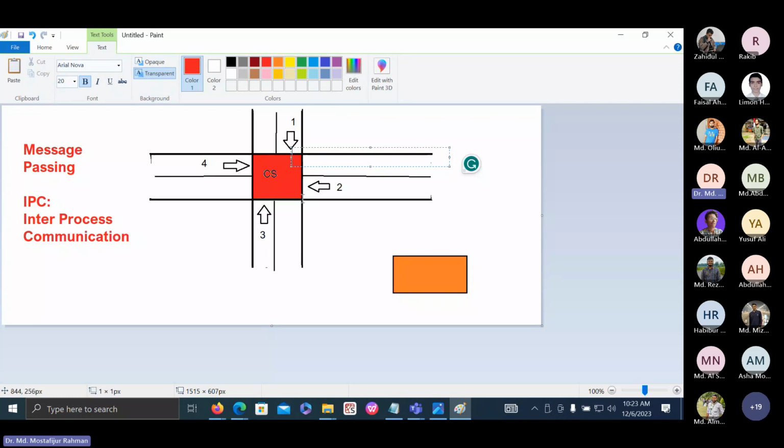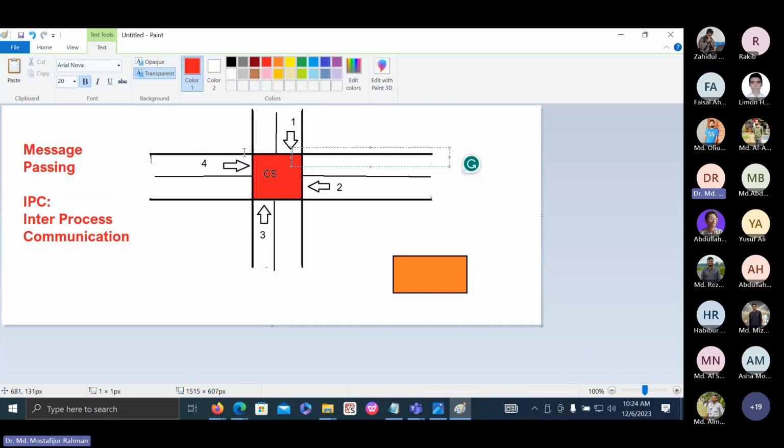And if asked, number two car to cross this critical section, then it comes. Understand? This is the message. This is message passing. So with semaphore we use mutual exclusion, but otherwise we use message passing.